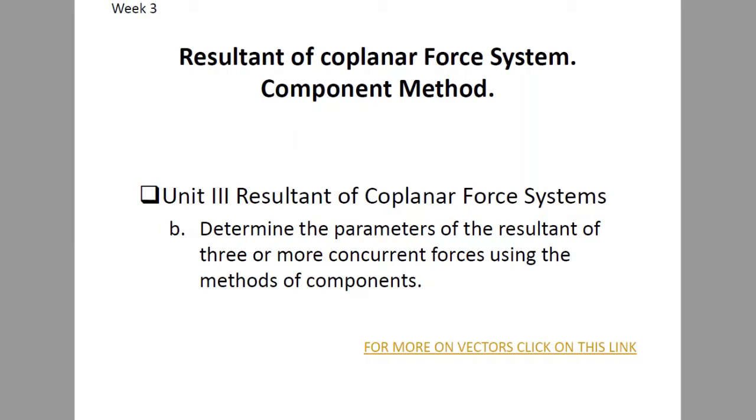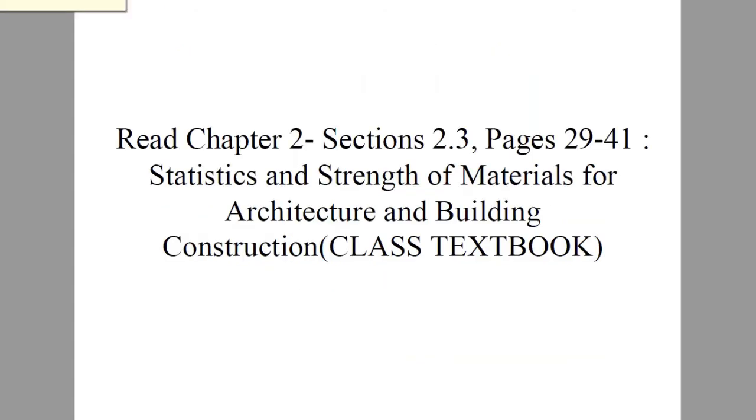This video will cover week 3, resultant of coplanar force systems using the component method. We will look at Unit 3, Part B, which will cover the resultant of coplanar force systems to determine the parameters of the resultant of 3 or more concurrent forces using the methods of components. Please read chapter 2, section 2.3, pages 29 through 41 in your Statics and Strengths of Materials for Architecture and Building Construction class textbook.